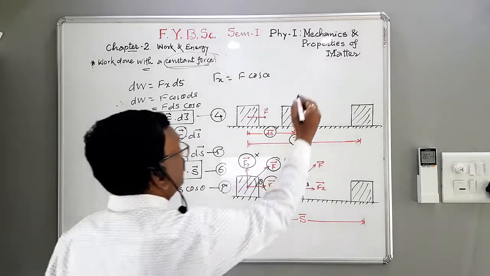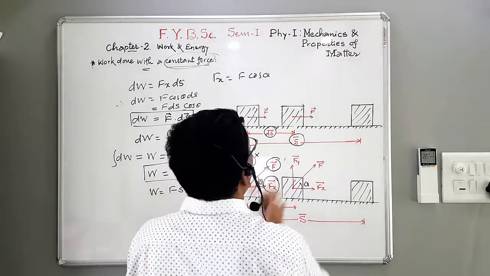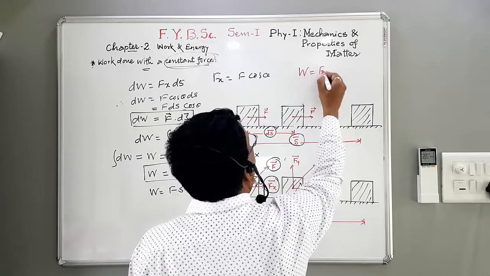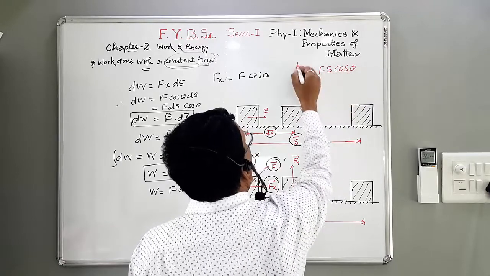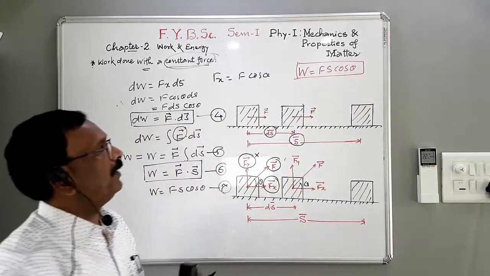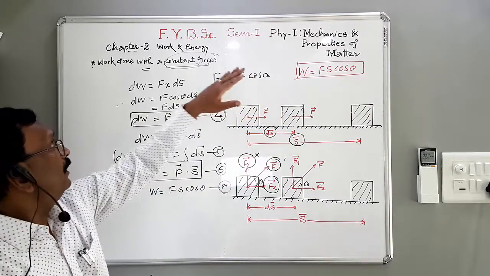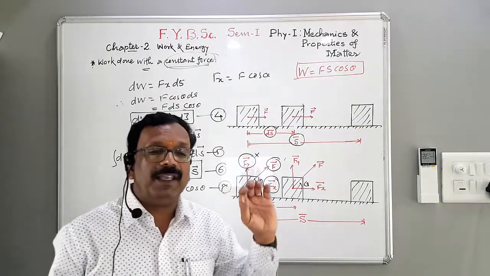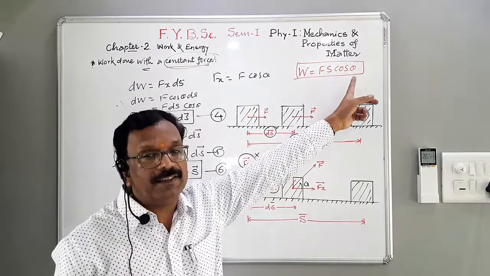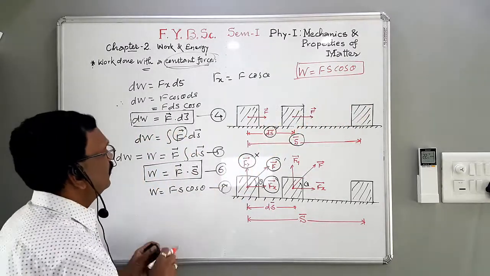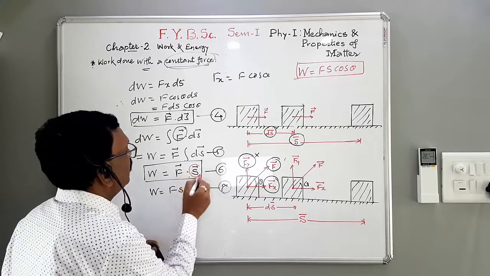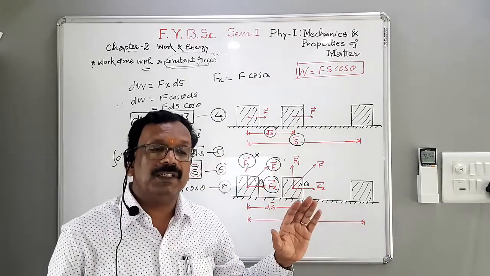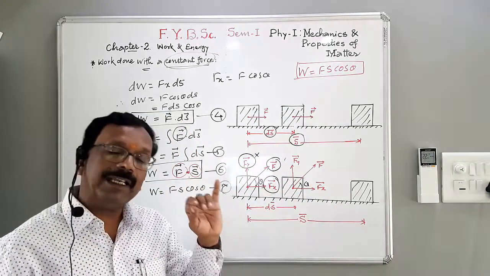Okay. So here equation 6, that is W, the total work done for the entire displacement, is Fs cos theta. This is a very important expression, and it gives the work done with a constant force. Hence, the work done by a constant force may be defined as the dot product or scalar product of the applied force and the displacement. I am again going to repeat.